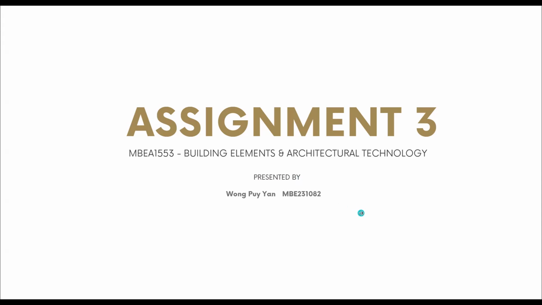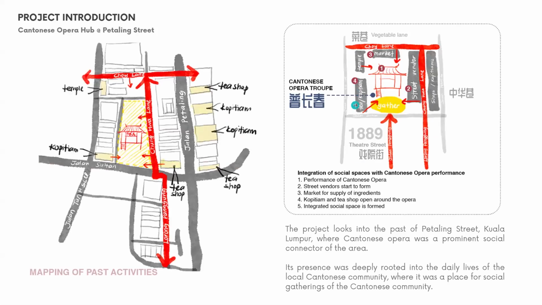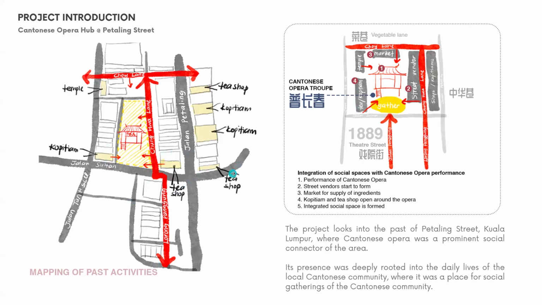A very good day. I'll be presenting on assignment 3. Let me start with the introduction. My project is a Cantonese opera hub located at Darling Street, and this is a mapping of a past activity of Cantonese opera as a social connector of the past of the community, specifically the Cantonese community.